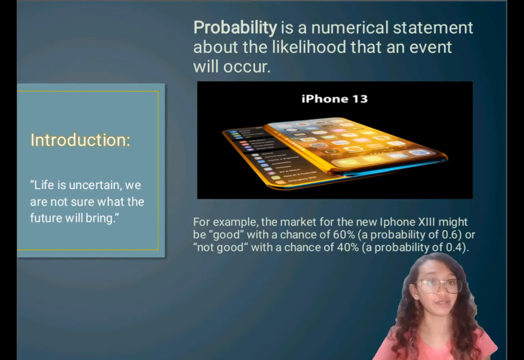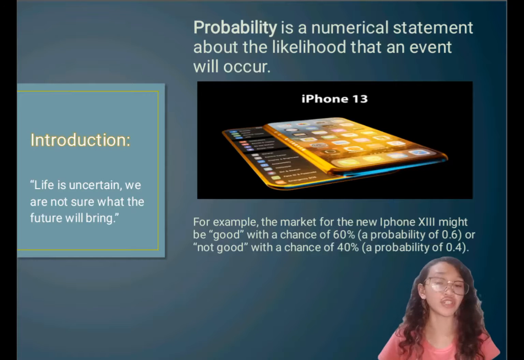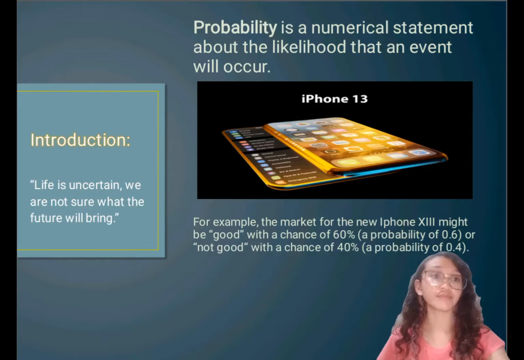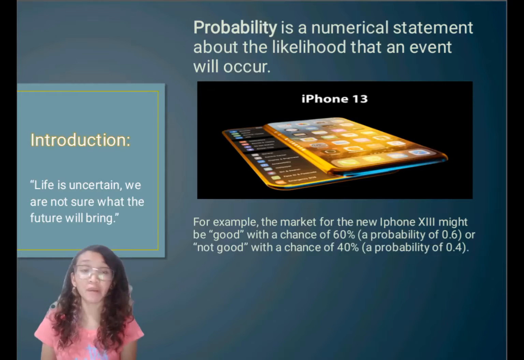Life is uncertain. We are not sure what the future will bring. Life would be simpler if we knew without doubt what was going to happen in the future. The outcome of any decision would depend only on how logical and rational the decision was. Before we proceed, let us define probability. So what is probability? Probability is a numerical statement about the likelihood that an event will occur.